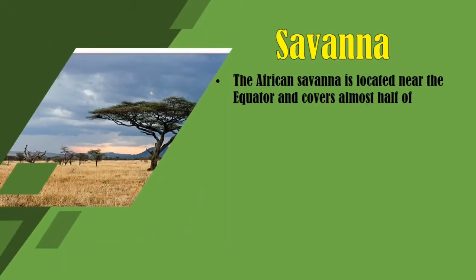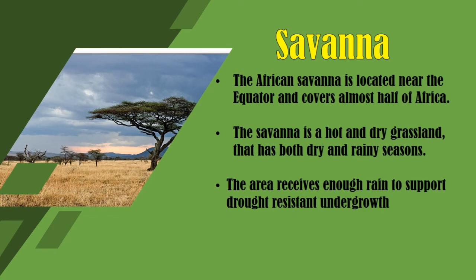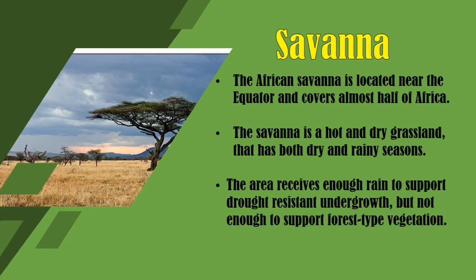Then another is the savanna. The African savanna is located near the equator and it covers almost half of Africa. The savanna is a hot and dry grassland that has both dry and rainy seasons. The area receives enough rain to support drought-resistant undergrowth, but not enough to support forest-type vegetation. And grasses are tall and thick, while trees are short and scattered.